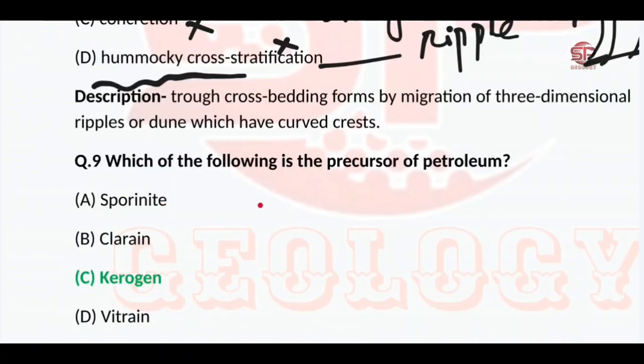Which of the following is the precursor of petroleum? That means which one is formed before the petroleum. The organic matter deposited within the ocean undergoes intense heat and pressure, then converts to a waxy material that is called kerogen. Then kerogen again converts to liquid oil and hydrocarbons. Then from liquid oil we extract petroleum. So that means before petroleum we will find kerogen. Peat and butane are constituents of coal. So the answer will be kerogen.